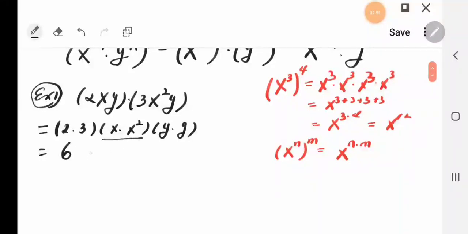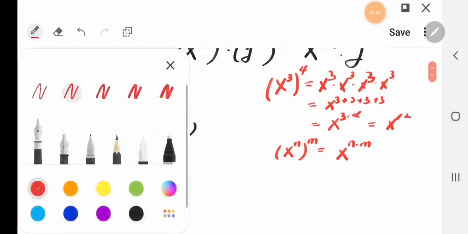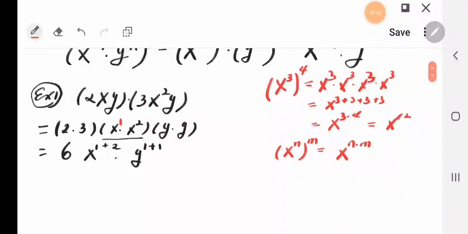For the x's, what we do is add the exponents because these two factors have the same base x. And then for the variable y, we will add 1 plus 1, because if there's nothing written, then the exponent is 1. Even the y factors' exponents are 1, so we add the exponents. So finally, this will be 6 x, 1 plus 3 is cubed, y, 1 plus 1 is squared. So this is the simplified form.